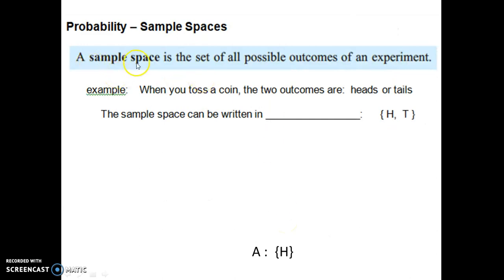Sample space is an important piece of vocabulary for this. It is a set of all possible outcomes of an experiment, or basically of all the possible outcomes in some kind of scenario. For example, when you toss a coin, the two outcomes are heads and tails. The sample space can be written in set notation, so I'm just highlighting all the important vocabulary. And the set notation means we use those curly brackets. There is a set of all the possible outcomes for tossing a coin, heads and tails.